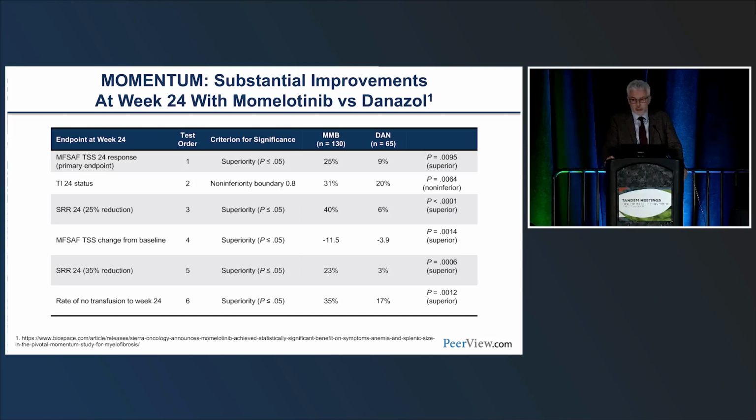There are 6 different points here. The first one is a response in the symptoms, superiority for the symptoms. If you go through the table, the first line is the symptomatic improvement. The second line is non-inferiority for transfusion independent state at 24 weeks of therapy, after 6 months of therapy. And then if you just move down the table, superiority for a spleen response, for symptoms development over time, and transfusion independence development over time. A lot of numbers here.